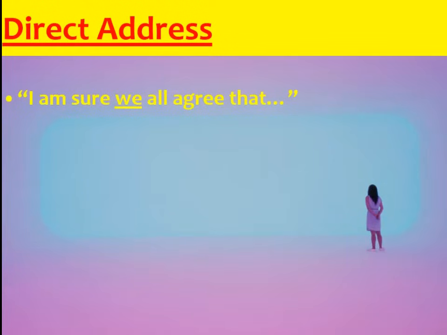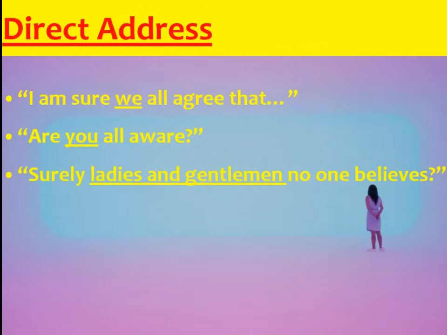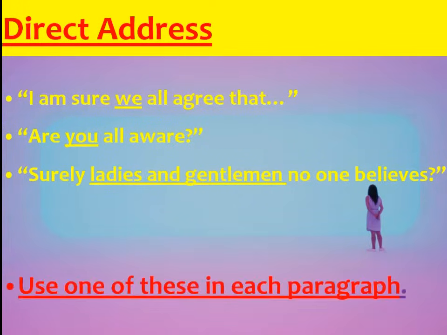So in our speech, examples that we could use with direct address are: I'm sure we all agree that, are you all aware, surely ladies and gentlemen no one believes. So the parts I've underlined here, we, you, ladies and gentlemen, these are all tactics, these are all techniques used by the writer to make the audience feel involved. And as it said in our little video about a minute ago, we want to do it at the start, throughout and end of our speech. So I would say try to use one of these in each of your paragraphs. Maybe if you're doing 4 or 5 paragraphs, use direct address 4 or 5 times or more if it comes naturally.